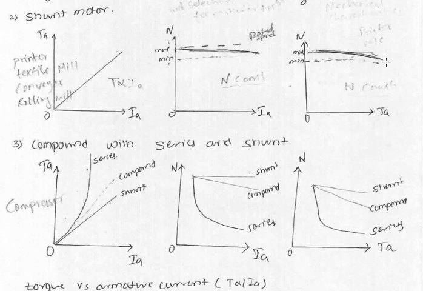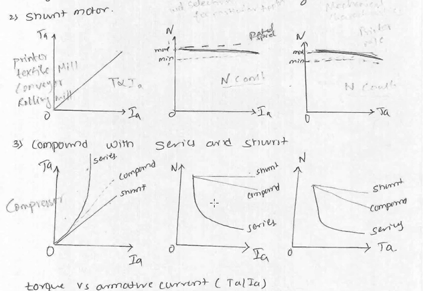And the compound motor, whether it's a short shunt or long shunt, is a combination of a series and a shunt. So you can see here, this is torque versus armature current, and this is the characteristic of a series motor, that is TA proportional to Ia square, and this is the characteristic of a shunt motor. Therefore, this torque TA is proportional to Ia, and the compound motor will have a characteristic in between these two.